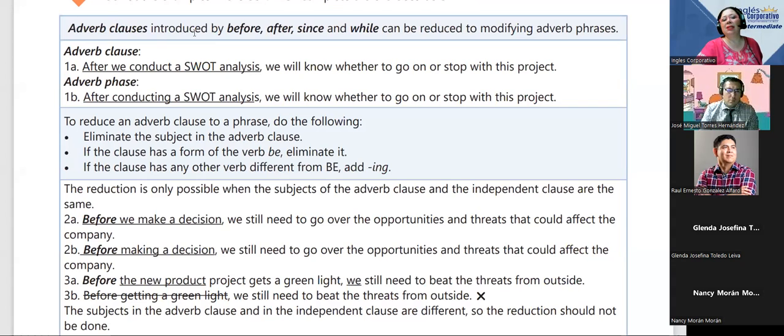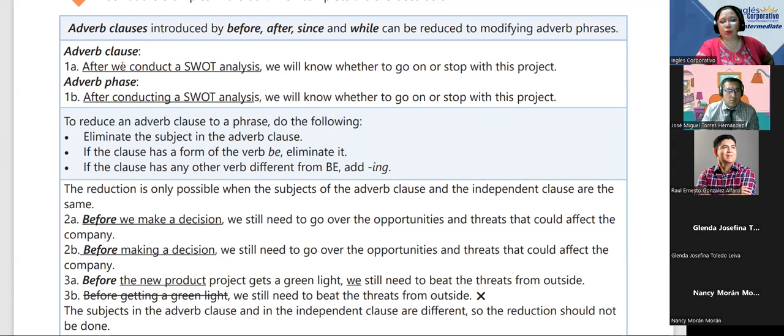So let's read. Adverb clauses introduced by before, after, since, and while can be reduced to modifying adverb phrases. Okay. Vamos a ver entonces una adverb clause en la conversación que acabamos de ver, que estaba en negrita, ¿se recuerdan? After we conduct a SWOT analysis, we will know whether to go on or stop with this project. The adverb phrase is all this phrase complete.